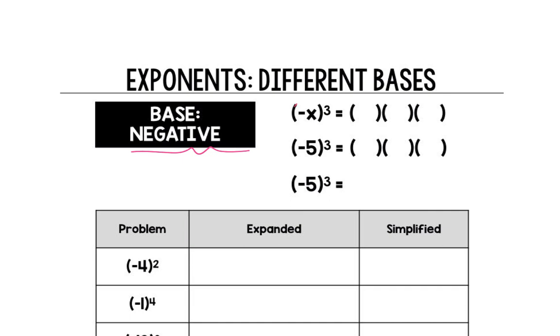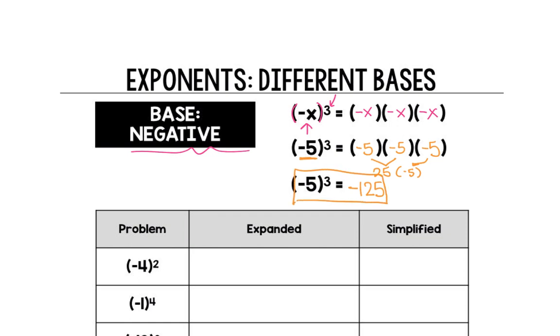Right here, if we have a negative number or variable as the base, this exponent says that we're going to multiply this negative x by itself 3 times. If we're talking about a number, this is saying negative 5 to the third power, so negative 5 times negative 5 times negative 5. Negative times a negative is going to be positive 25, but then when we multiply it by this last negative 5, we get negative 125 as the answer right here.